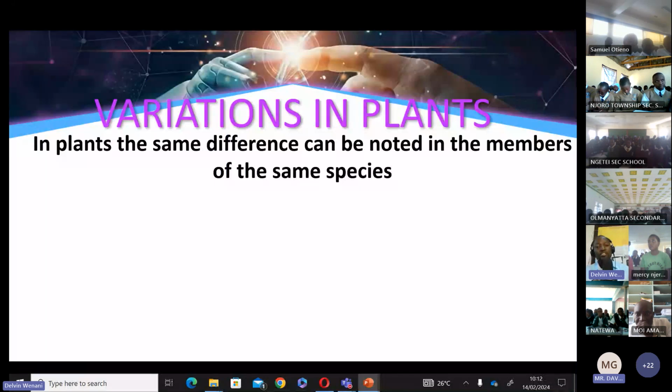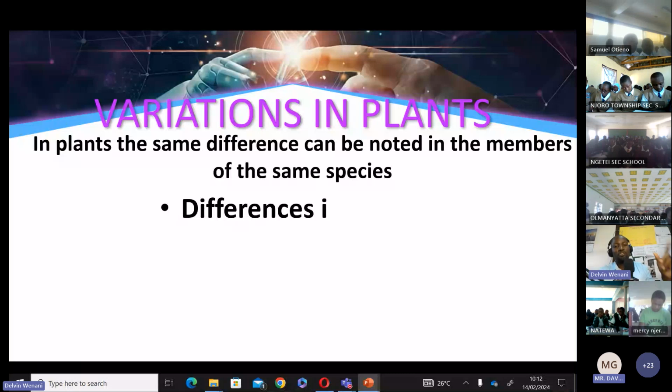Some of the variations include, number one, differences in heights. You plant maize of the same species, exposed to the same environment, same water, apply the same nutrients, but in the heights, you find some are taller than the others. That's a variation. Number and size of the fruits a plant produces.